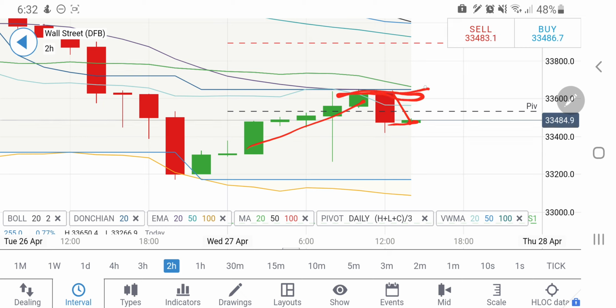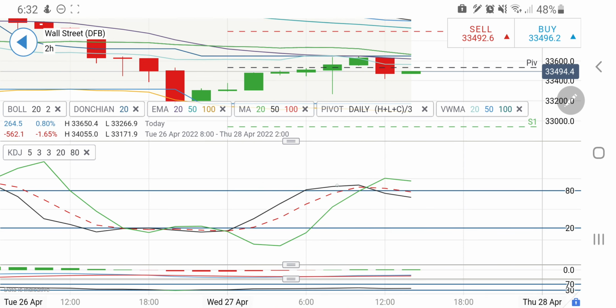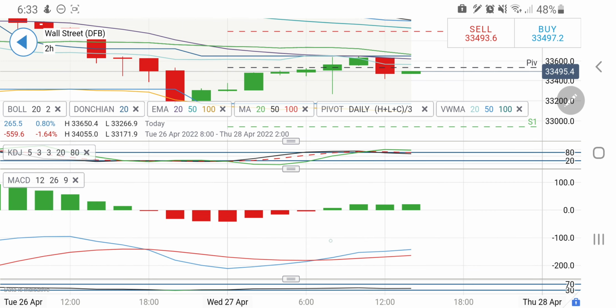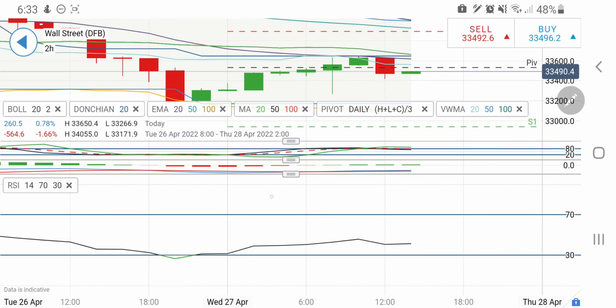There is a definite resistance at around 33,650 levels. If it breaks this, then 33,700 is going to be a larger resistance. 33,720 is going to be a larger resistance. Beyond that only you can expect that that is a reversal and it is going to rise high. The 2-hour stochastic is overbought, and on the sell side, MACD is still green and running parallel, still bullish.